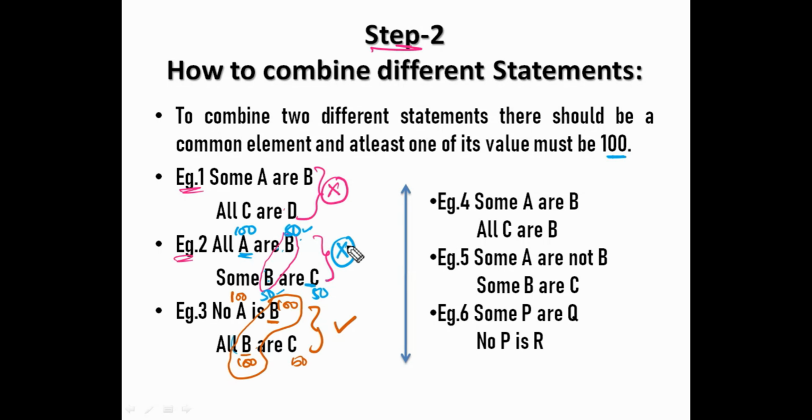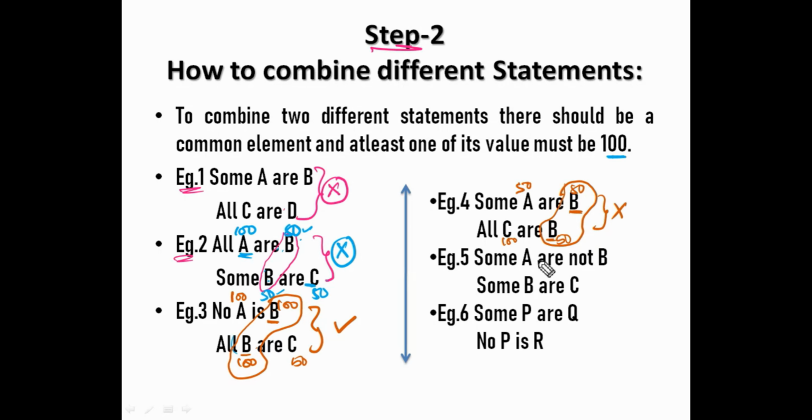Next, see the fourth example. Is there any common element? Yes, there is a common element. What are the values of the common element? For some it is 50 and 50. For all it is 150. What is the common element? B is the common element. Is at least one value 100? No, means we cannot combine these two. Okay.